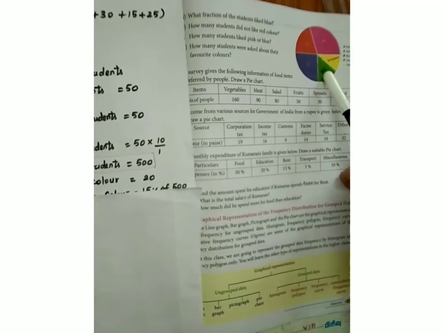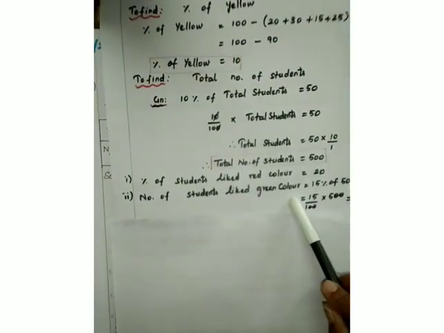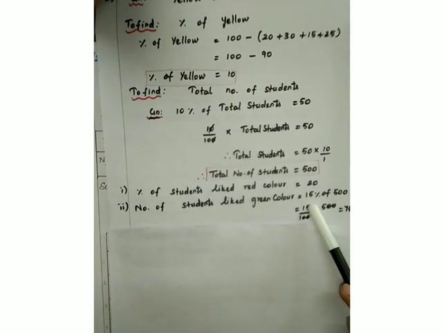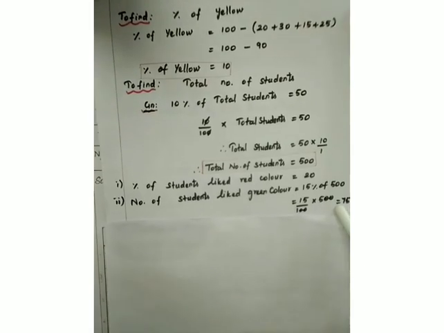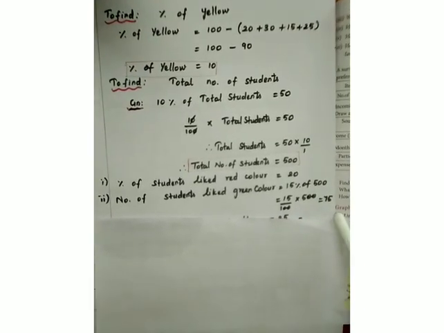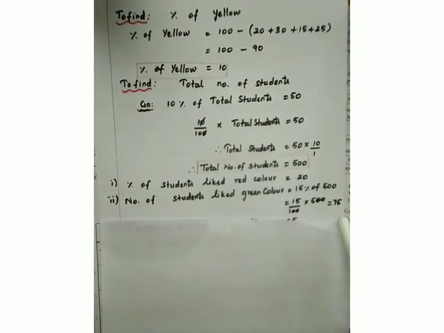15% in green color. So the number of students who liked green color is 15% of the total number of students. That is 15 by 100 into 500. Double zeros we have cancelled. So 15 5s are 75. The answer is: the number of students who liked green color is 75.